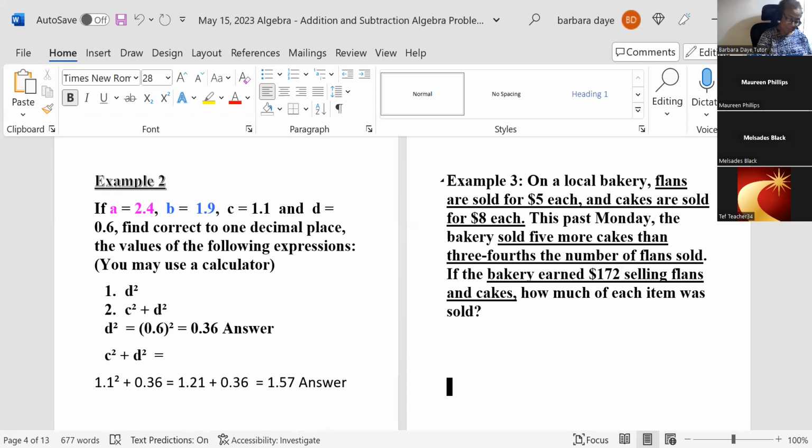If the bakery earned $172... 21 times 8.